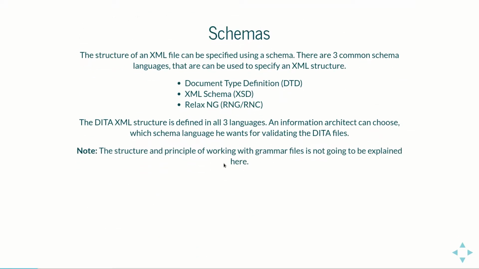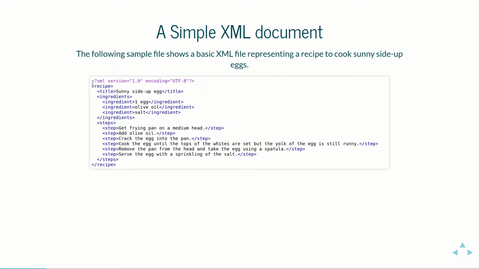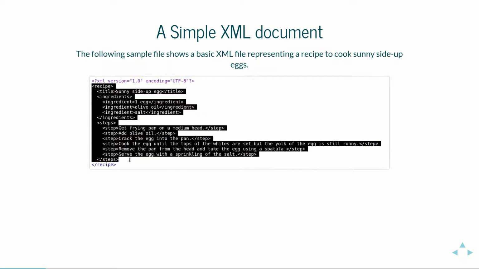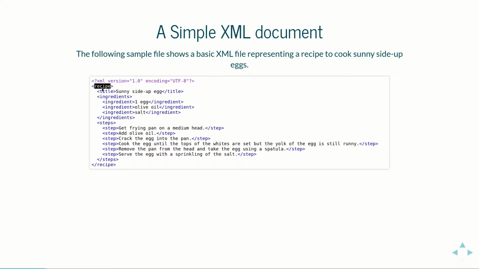So what does an XML document look like? This is a sample document. This is not a DITA document, this is an XML document which represents a recipe. You can see here that the XML document has an opening tag and a closing tag. The document has a tree structure, meaning that a single element is the root of the document. The recipe contains a title and a list of ingredients and a procedure containing multiple steps on how to cook sunny side up eggs. So this is basically an XML structure, and it's very important that you understand how elements and tags and all this stuff work together.